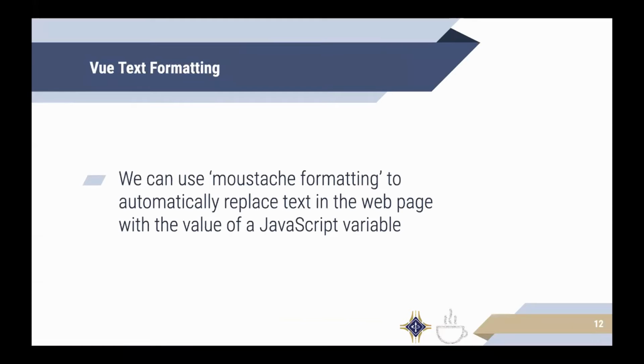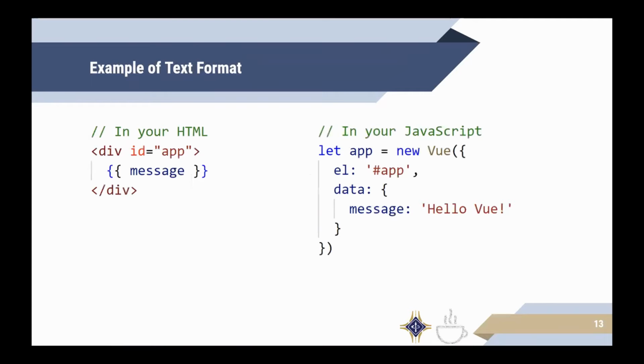For text formatting, we use something called mustache formatting. Basically, you can replace the text with the value of a JavaScript variable. And here it is in action. These two sets of curly braces are the mustache formatting, and whatever value these variables hold at runtime, that string or number, whatever, we put into the HTML there. So that's what you'll see. And as you can see here, it's mounting to the app ID because of the hashtag app. So that's the element that it's binding to.